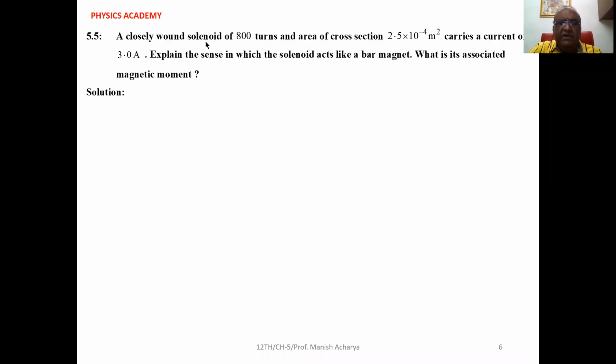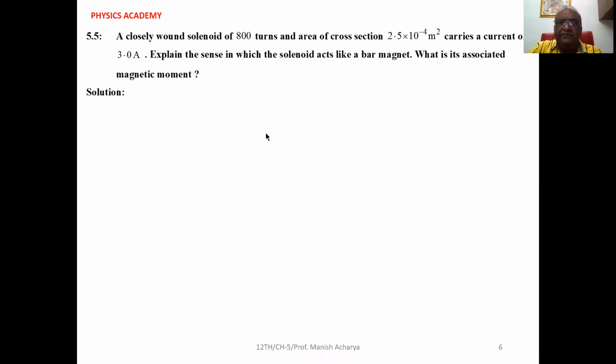5.5. A closely wound solenoid of 800 turns and area of cross section 2.5 into 10 raised to minus 4 meter square carries a current of 3 ampere. Explain the sense in which the solenoid acts like a bar magnet. What is its associated magnetic moment?